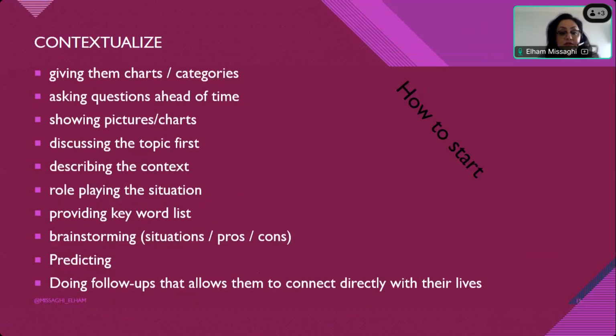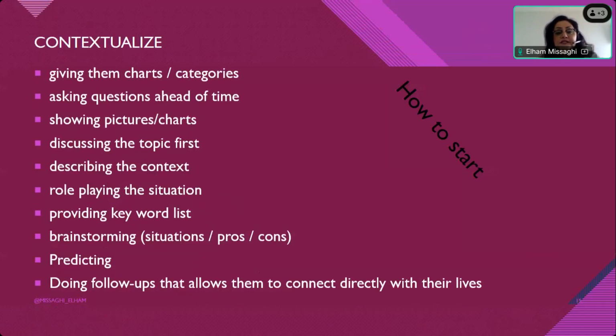Using charts, asking questions. Have you ever been to Wonderland? Have you ever been on a beach? What about camping? So they start thinking about Wonderland or beach or camping, asking questions, showing them pictures. Put the topic on the board. How can you save your neighborhood? So they start thinking about neighborhood and save, so to start thinking about problems, then solutions.